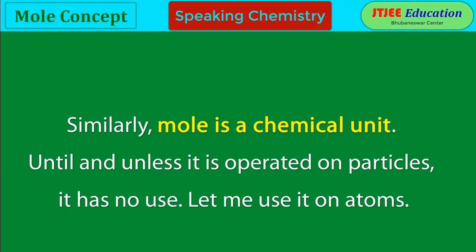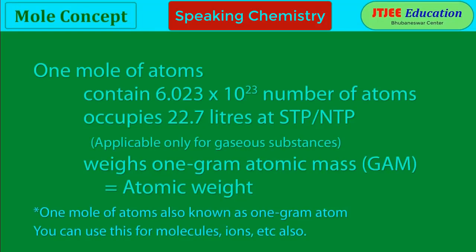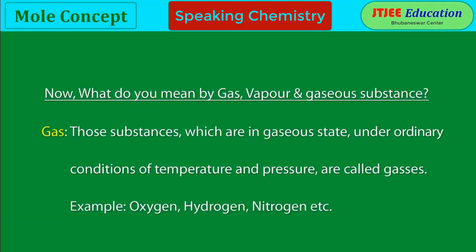Let me use it on atoms. 1 mole of atoms contains Avogadro's number of atoms. It occupies 22.7 liters at STP or NTP, applicable only for gaseous substances. It weighs 1 gram atomic mass, GAM, which is equal to atomic weight. Note, 1 mole of atoms is also known as 1 gram atom. You can use this for molecules, ions, etc. also. Now, what do you mean by gas, vapor and gaseous substance?